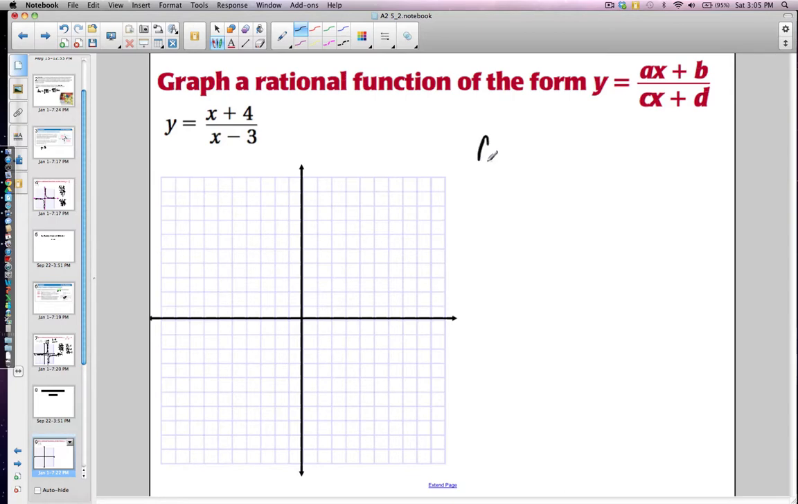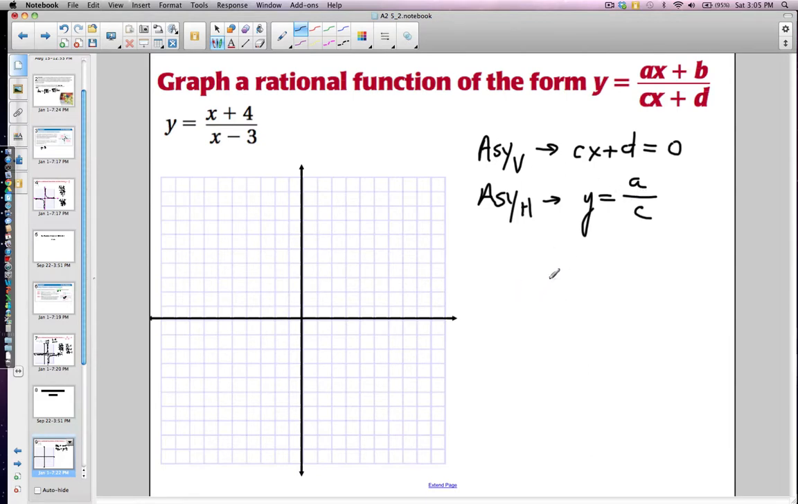I know that my vertical asymptote can be found by taking the denominator, cx plus d, and setting it equal to 0. Remember, the vertical asymptote happens when I've got a value of x that I can't use. That's the value of x that makes the denominator equal 0. And my horizontal asymptote can be found by taking y equal to the ratio of the leading coefficients in the numerator and the denominator, so a and c.